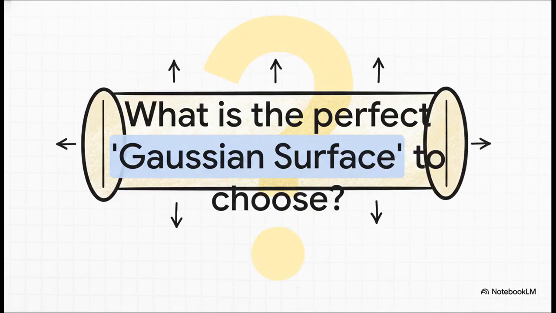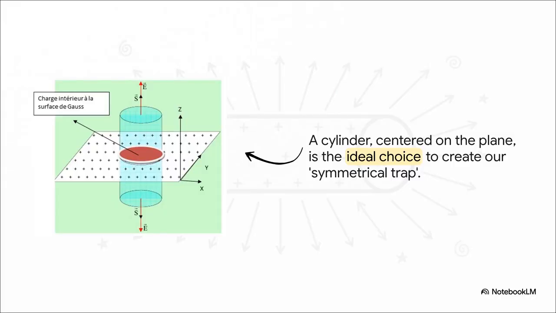Okay, so knowing the field only points up and down, what shape should we choose for our Gaussian surface? What's the perfect trap to take advantage of that? You got it, a cylinder. A simple can shape, positioned so it pokes right through the middle of the plane, is absolutely the ideal choice. And why is it so perfect? Well, think about it. The flat top and bottom caps, the electric field pokes straight through them. Perfect. And the curved sidewall, the electric field just skims right past it, totally parallel. This setup is going to make our math just ridiculously clean.